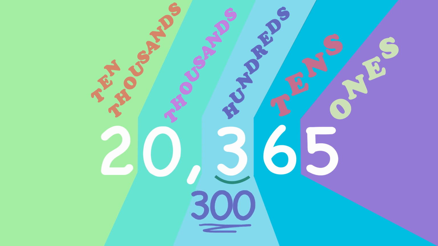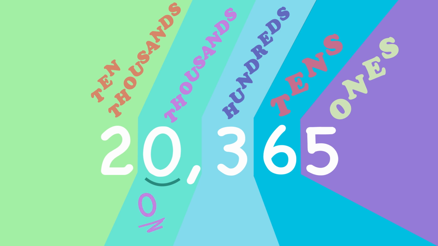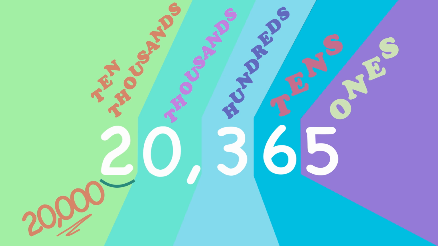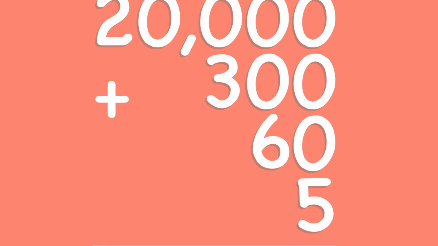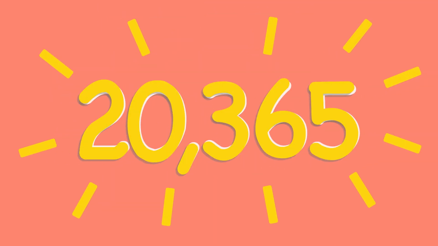Four-digit numbers are placed on the thousands place. In this example, the number 0 is placed on it. Since 0 has no value, the thousands place will remain as 0. And 5-digit numbers are then placed on the 10,000s place. In this example, the 2 is placed on it. The value of 2 in the 10,000s place is 20,000. To add it all up, 20,000 plus 300 plus 60 plus 5 equals 20,365.